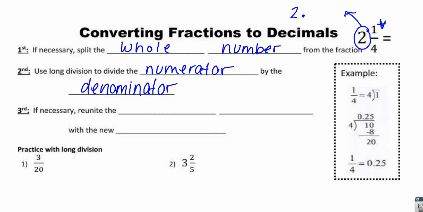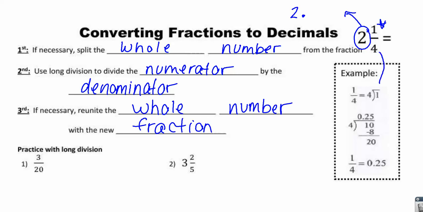And if necessary, you're going to reunite at the end the whole number with the new fraction. So let's talk about what that means. I pulled the 2 out because I know if there's a whole number in the fraction, there's going to be a whole number in the decimal. Now I'm going to take this fraction and do the division. 1 divided by 4, top dog in the house. Do the division, I get 0.25.